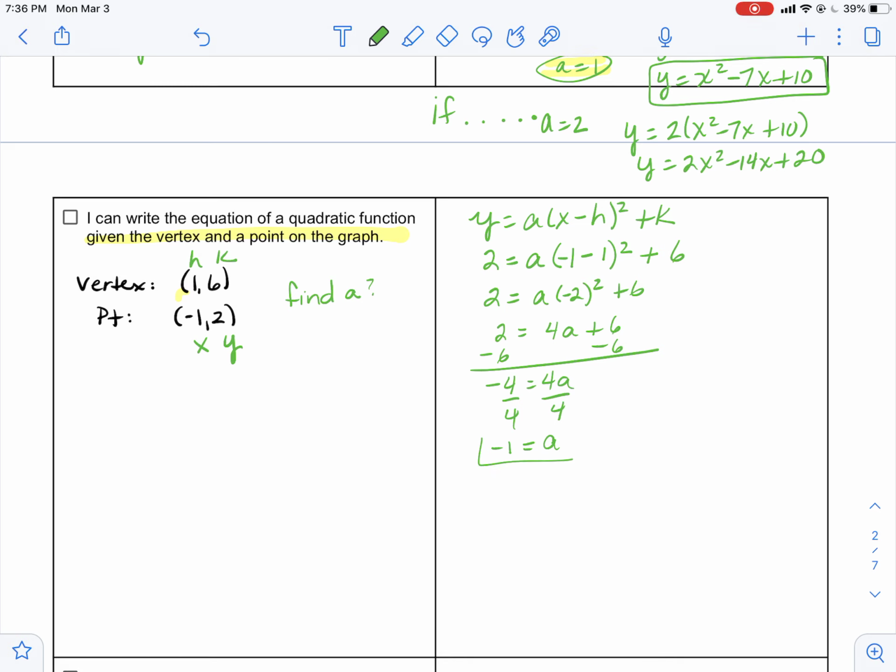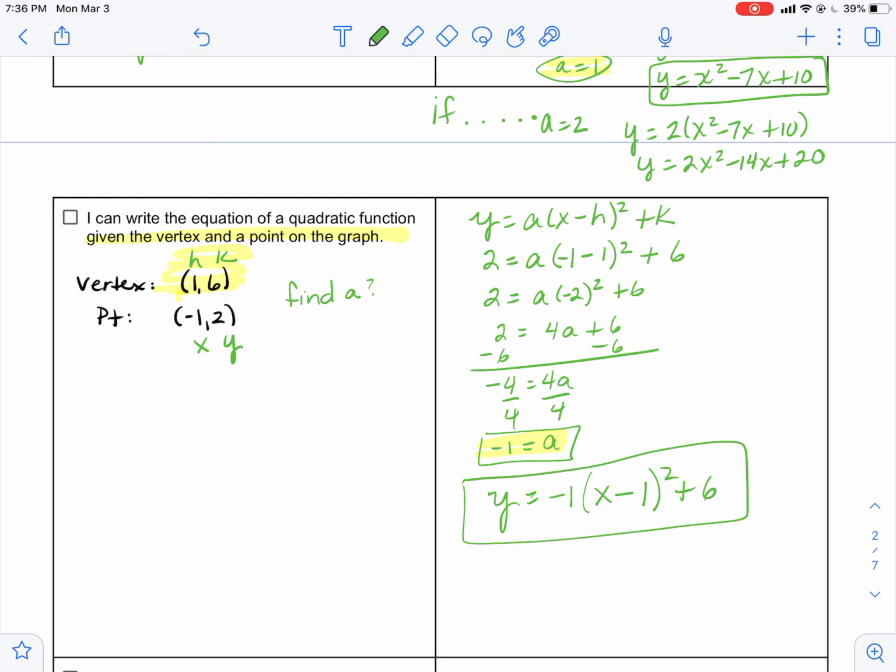So we're going to, again, my a is -1. Now I'm going back to my equation up at the top, and I'm going to put in -1 for a, and then I'm going to put in my h and k so that I get my equation. So y, because I'm writing an equation, equals -1 times (x minus h) squared plus k. Okay? And then you're done. That's it.